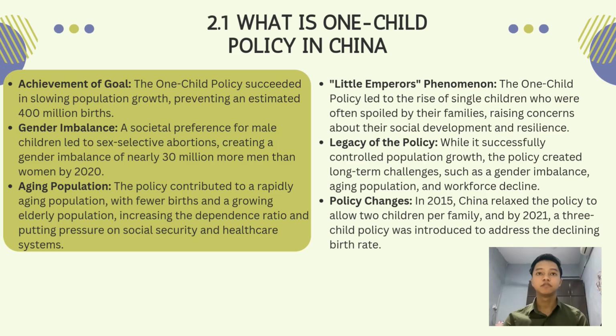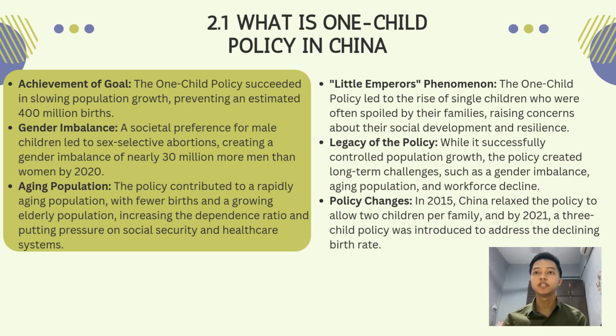Next is achievement of goal. The one-child policy succeeded in slowing population growth, preventing an estimated 400 million births. However, the preference for male children led to sex-selective abortion, creating a gender imbalance of nearly 30 million more men than women by 2020. The policy also contributed to a rapidly aging population, with fewer births and a growing elderly population, increasing the dependency ratio and putting pressure on the social security and healthcare system.